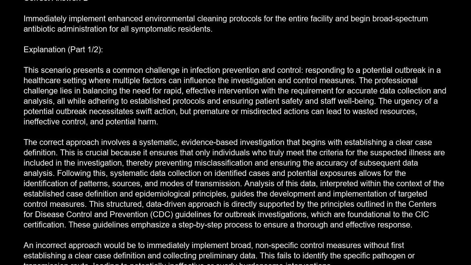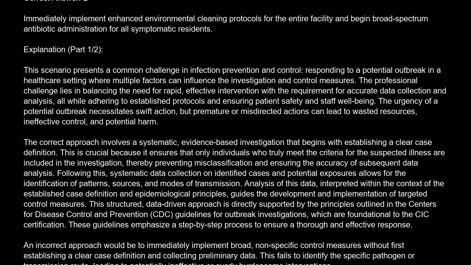Following this, systematic data collection on identified cases and potential exposures allows for the identification of patterns, sources, and modes of transmission. Analysis of this data, interpreted within the context of the established case definition and epidemiological principles, guides the development and implementation of targeted control measures.